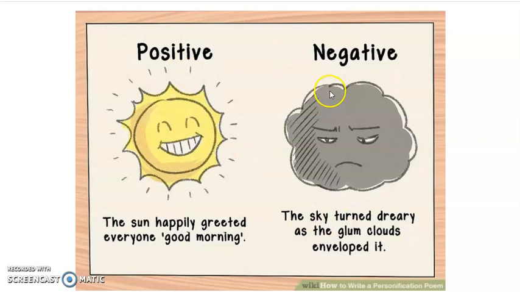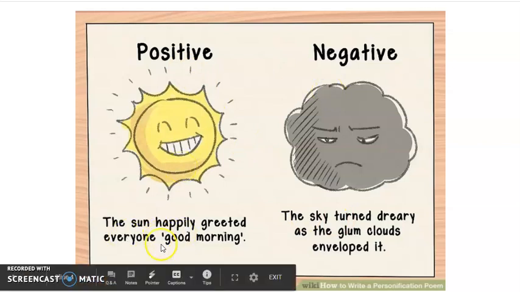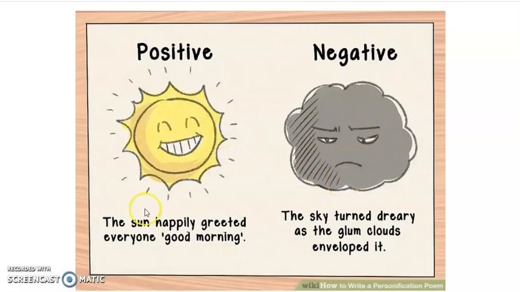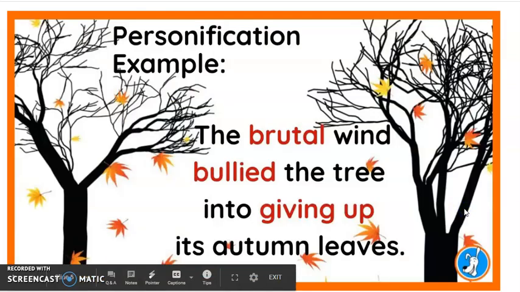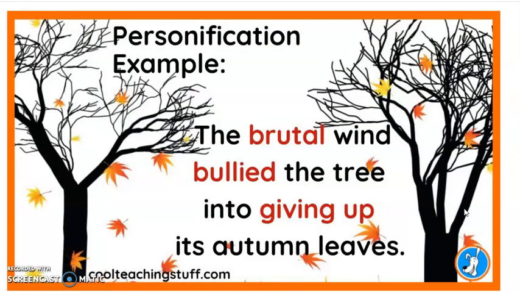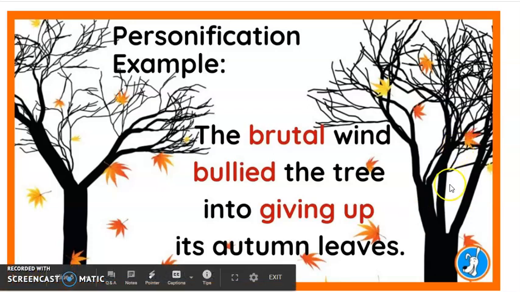Personification can be positive or negative. The sun happily greeted everyone, "Good morning." The sky turned dreary as the glum clouds enveloped it. So the clouds here are made to look gloomy and sad. The sun is bright and happy. The brutal wind bullied the tree into giving up its autumn leaves. The wind is given the trait of being tough, mean, being a bully. The trees had to give up their leaves.